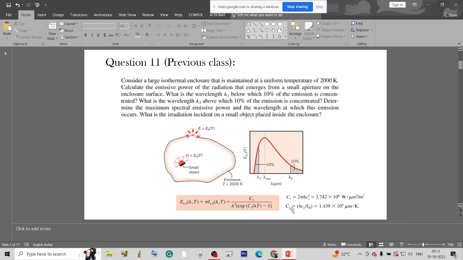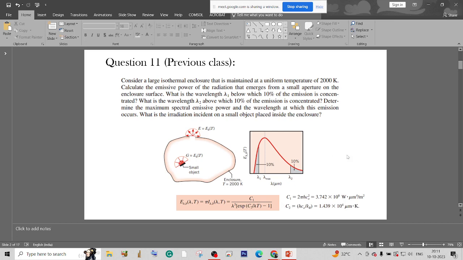Right, and for the last part, the hemispherical total emissive power will simply be, the emissive power is equal to sigma T to the power 4. Sigma is 5.669 into 10 to the power minus 8. Temperature is given as 5780 to the power 4. So this is 6.327 into 10 to the power 7 watt per meter square.